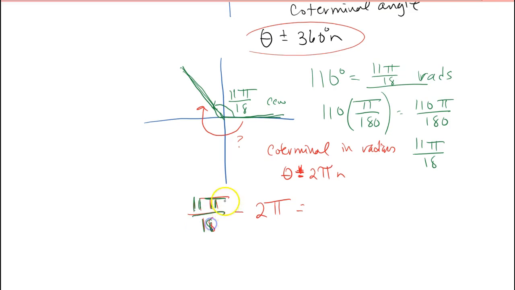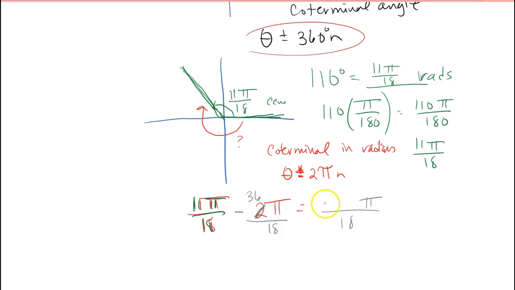So here's the green original angle. I'm going to subtract an entire revolution, and that's going to get me the red one. Okay, so how do I do this? Well, I need a common denominator. Right now this is over 1, so the common denominator is going to be 18. But if I multiply the bottom by 18, I have to multiply the top by 18. So that's going to be, what's 18 times 2? 36? Awesome. So whatever 11 minus 36 is, that's going to be our answer for this red coterminal angle.